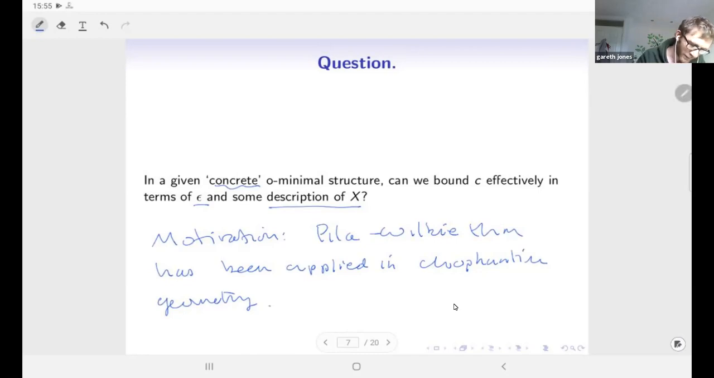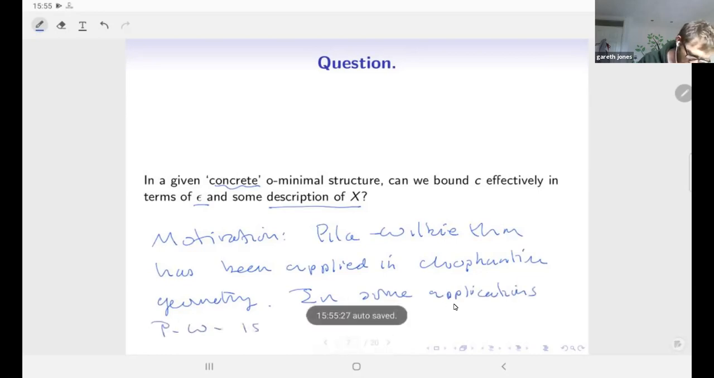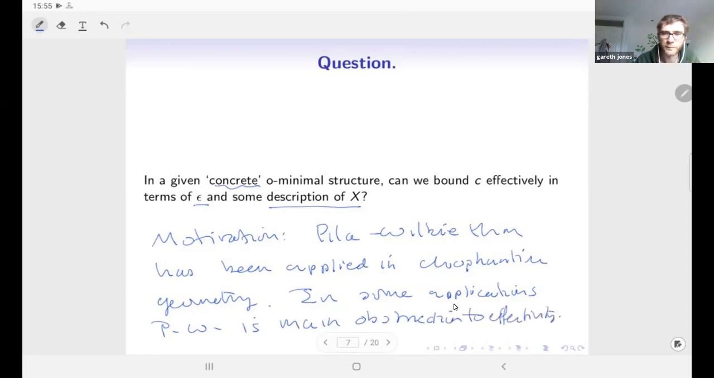So in some applications, so not all, in some applications, Pila-Wilkie is the main obstruction to effectivity. So what's the obstruction to making the Pila-Wilkie theorem effective?